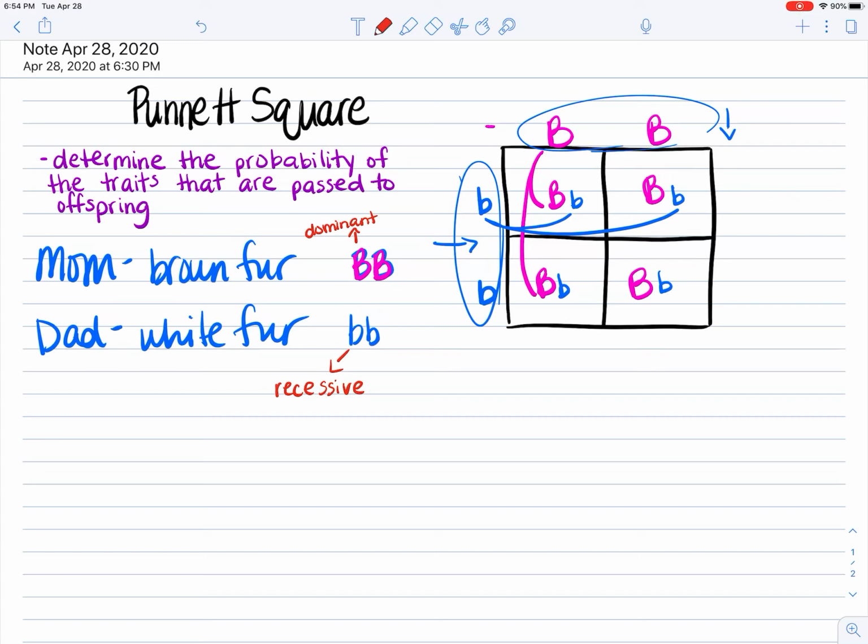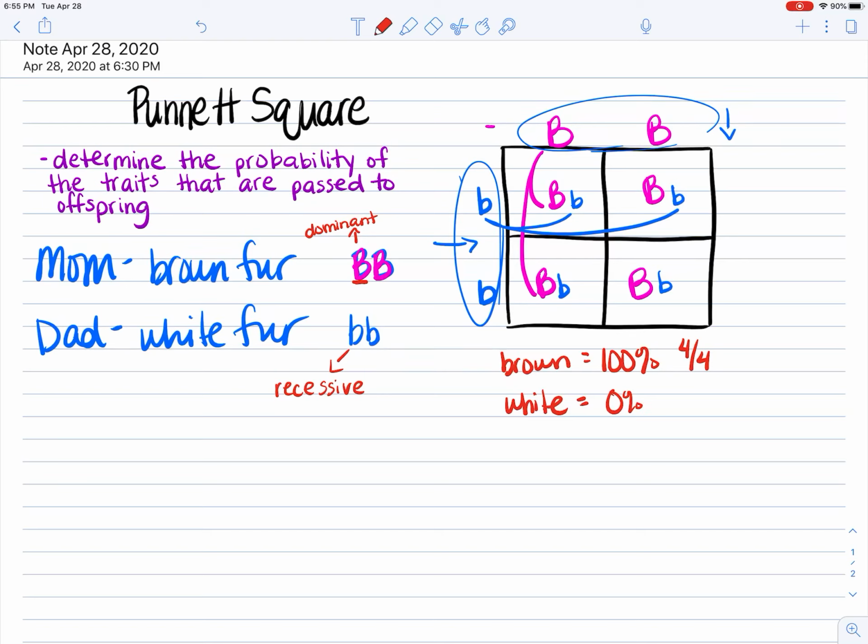So looking at this, if I need to calculate how many of my offspring would have brown fur, for it to have brown fur, it has to have that capital B there. Looking at this, each of the 4 squares has a dominant allele in it. So that means that 100%, or 4 out of 4, would carry that dominant trait. And that means that 0% would have white fur.